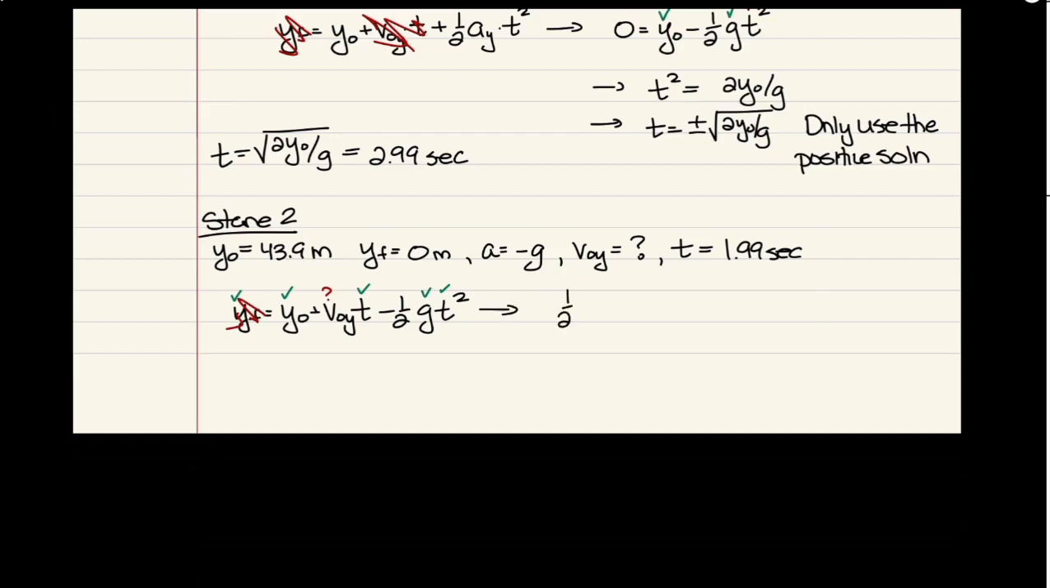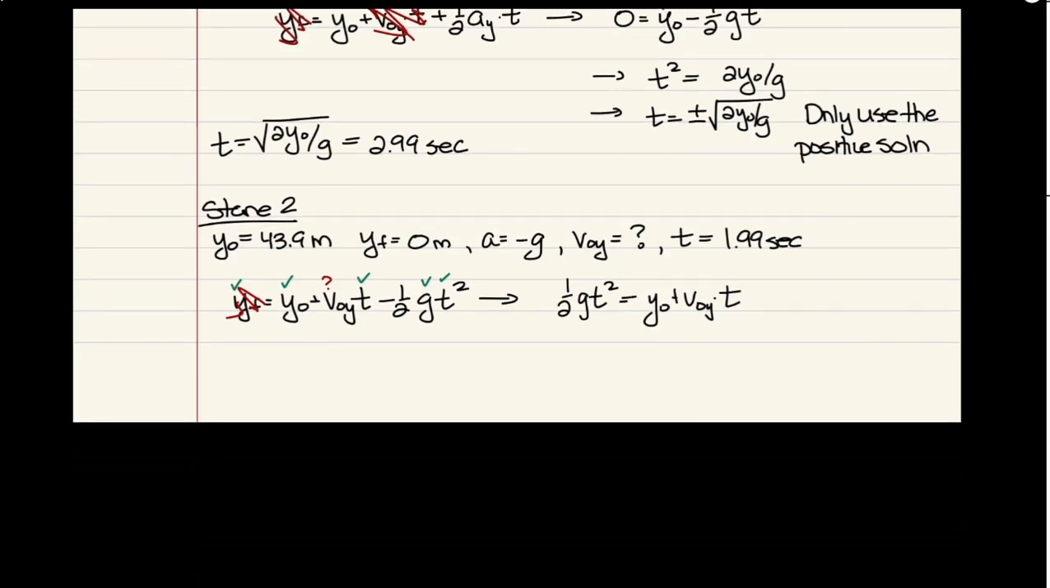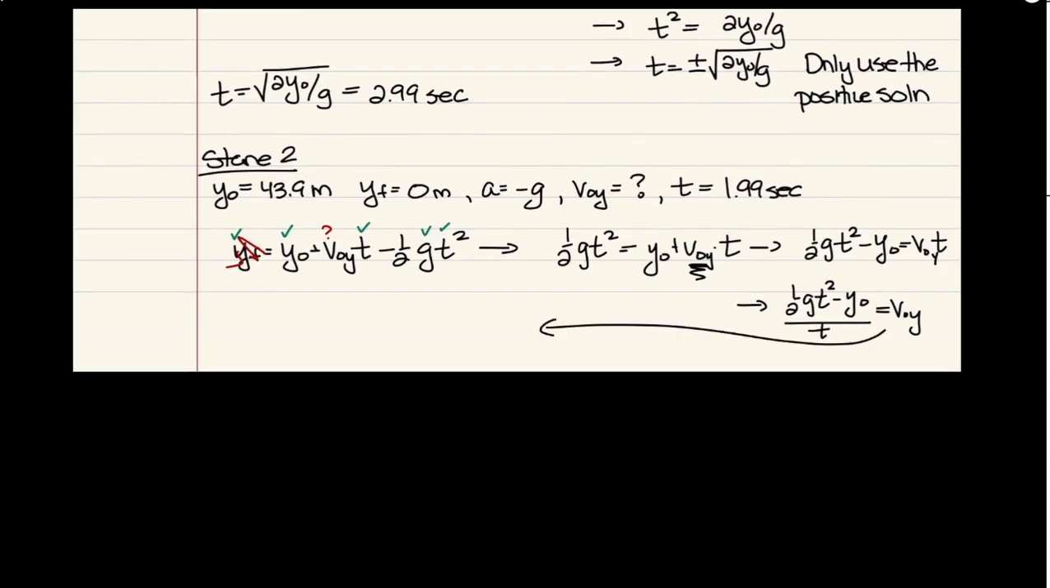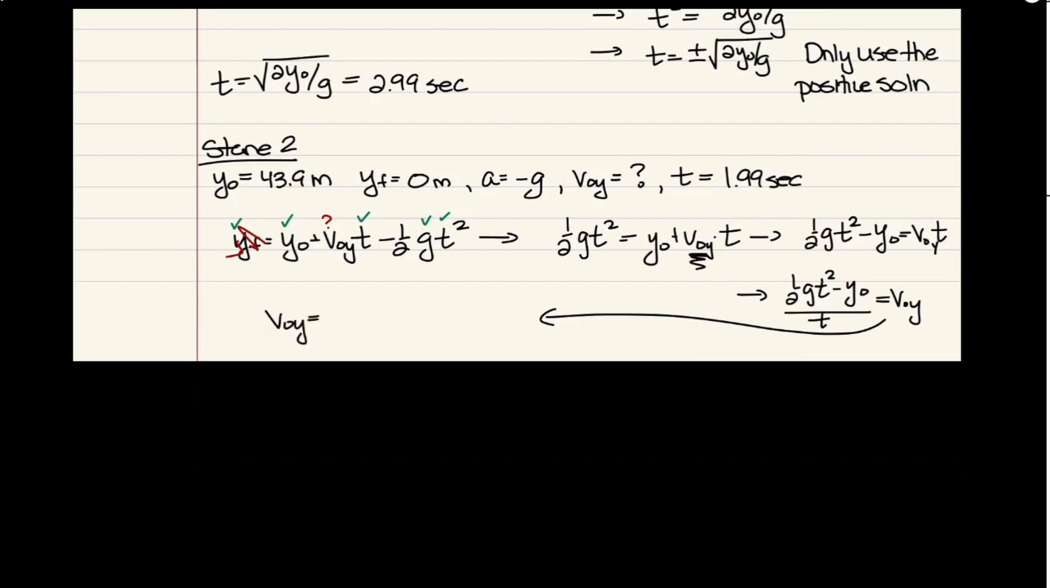So now it's solving for the velocity. I could move the negative term to the other side. Again, I want this. So 1/2 g t squared minus y naught equals v naught t, or 1/2 g t squared minus y naught, divided by t, equals v naught y. I know everything on the left-hand side, so I could plug it in. Run out of room, so I'm going to fly over here. V naught y, if I plug in the numbers, when I did it, I got negative 12.31 meters per second.